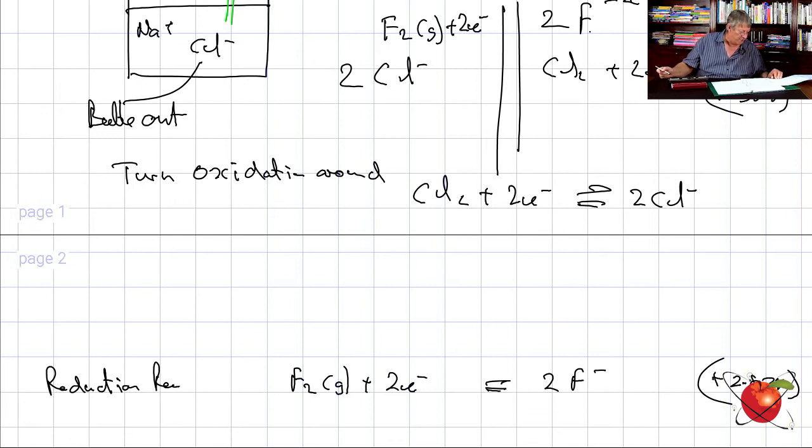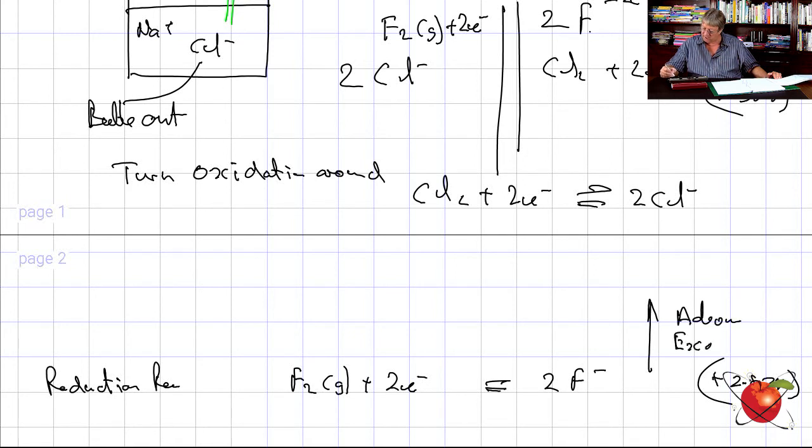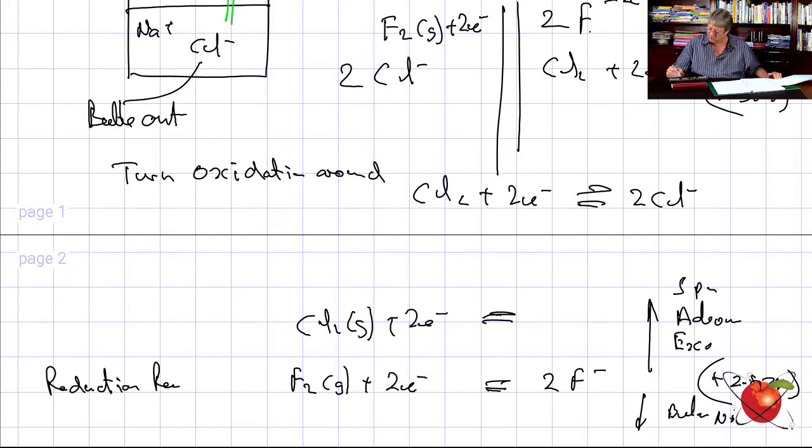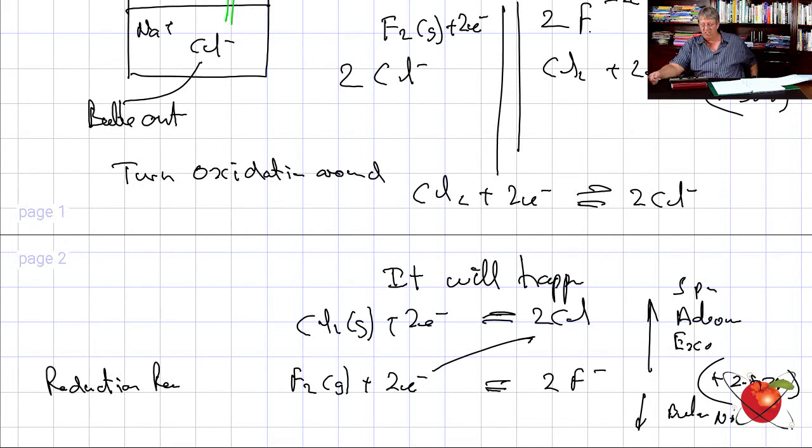And I turn it around and I see, is it above, which is exo and spontaneous? It's the go zone. Below is no. And I find that in fact my Cl2 gas plus 2 electrons going to 2Cl minus is above, therefore it will happen. It will happen because my turned around is above. It's in the go zone.